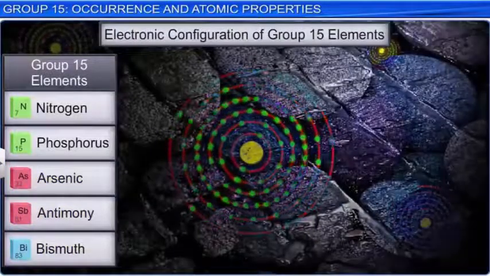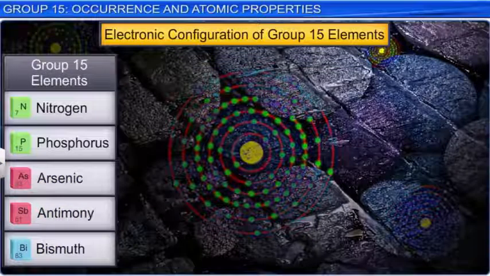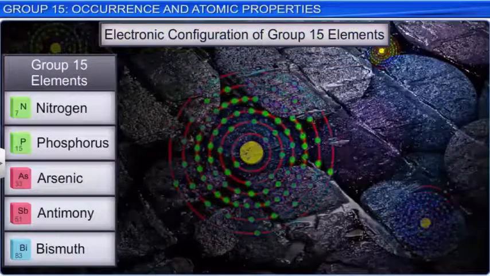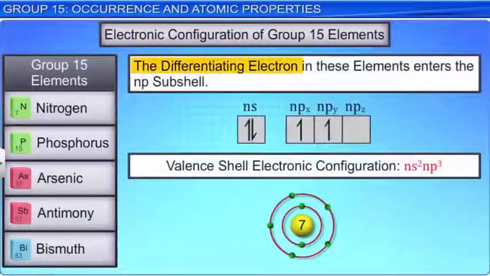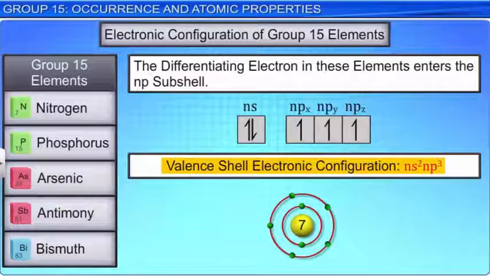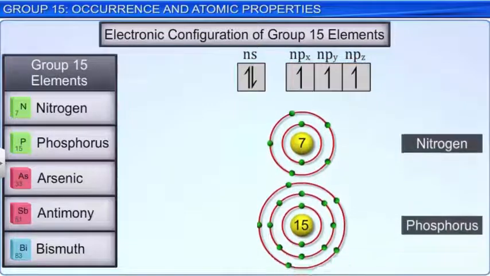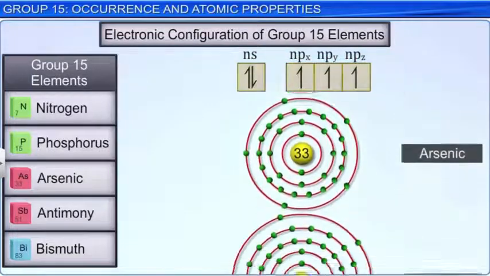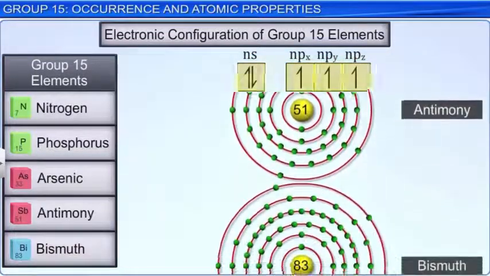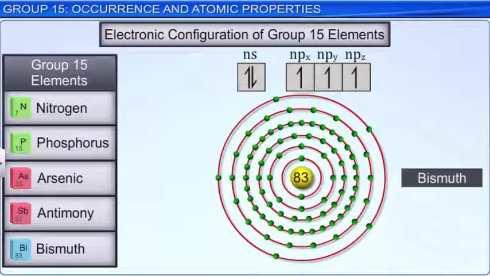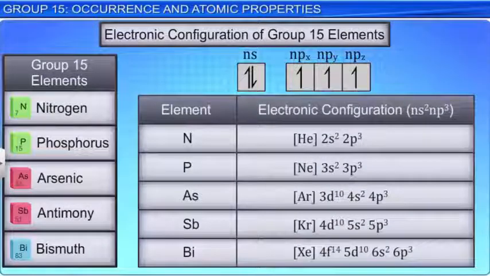Now let's look at the electronic configuration of group 15 elements. The differentiating electron in these elements enters the np subshell. Hence, the valence shell electronic configuration of these elements is ns2 np3. So, it is evident that these elements have 5 electrons in their valence shell. The electronic configurations of these elements are listed in the table here.